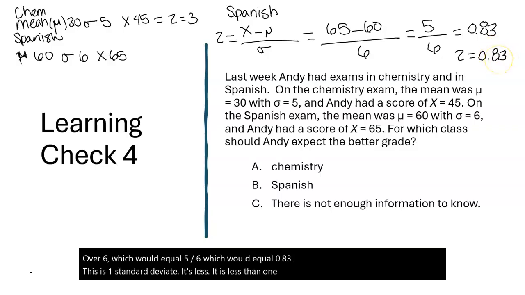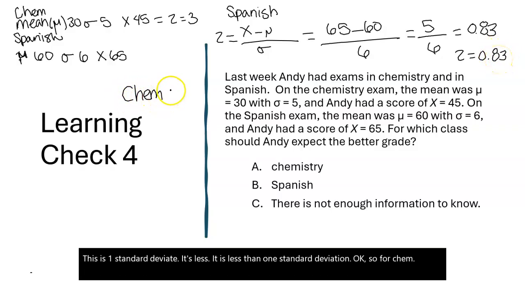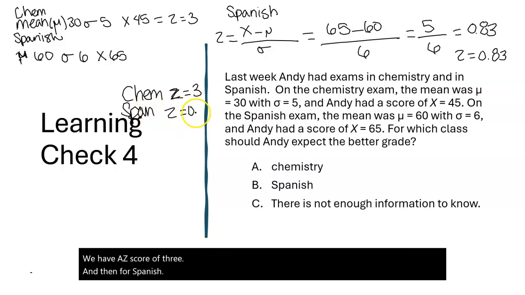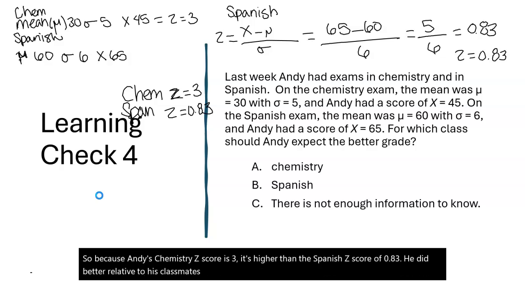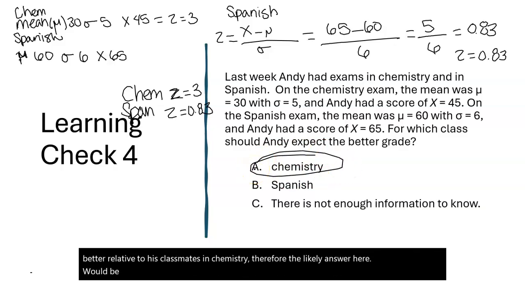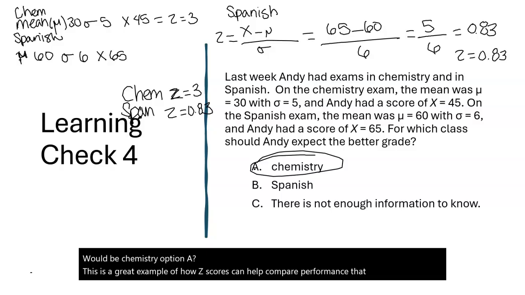Okay. So for chem, we have a z-score of 3. And then for Spanish, we have a z-score of 0.83. So because Andy's chemistry z-score is 3, it's higher than the Spanish z-score of 0.83. He did better relative to his classmates in chemistry. Therefore, the likely answer here would be chemistry, option A. This is a great example of how z-scores can help compare performance that comes from totally different scores.